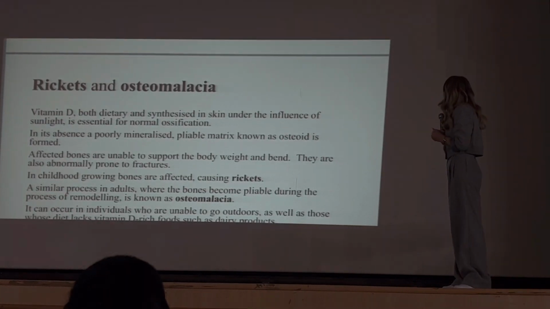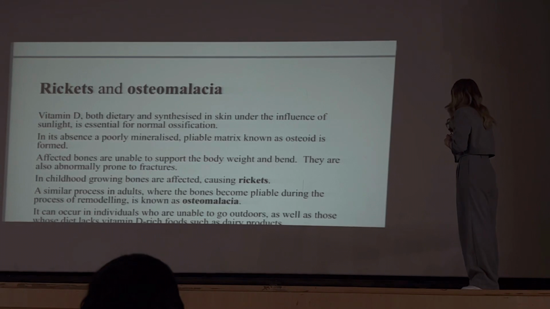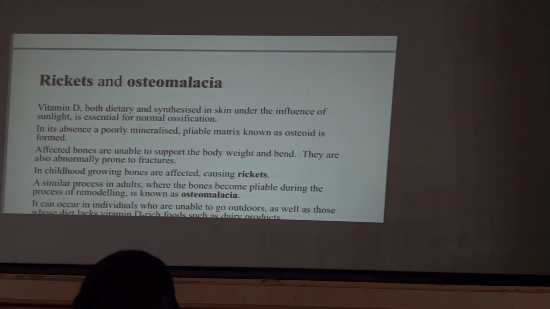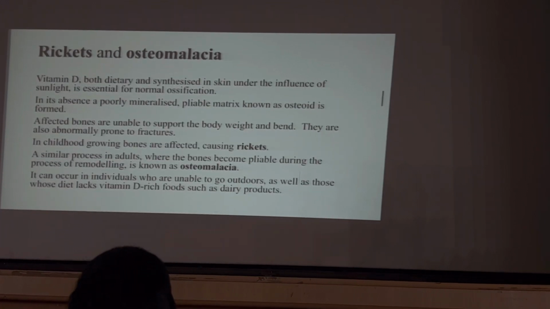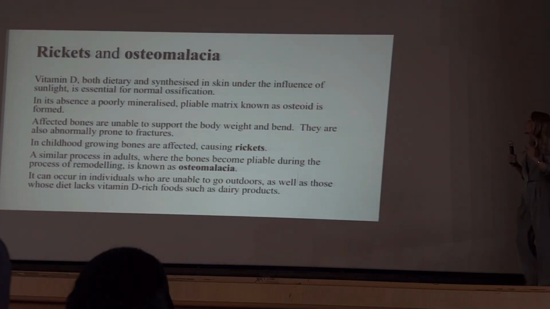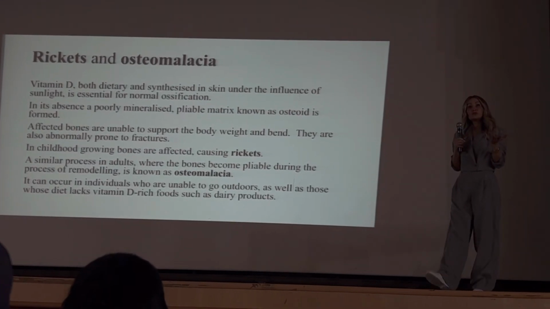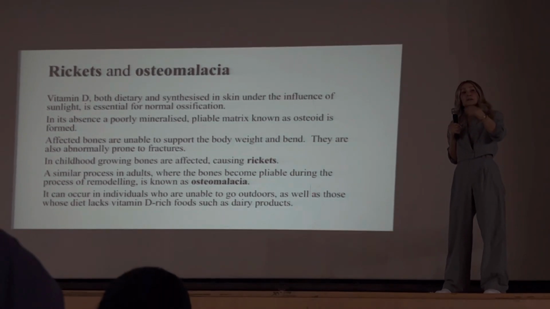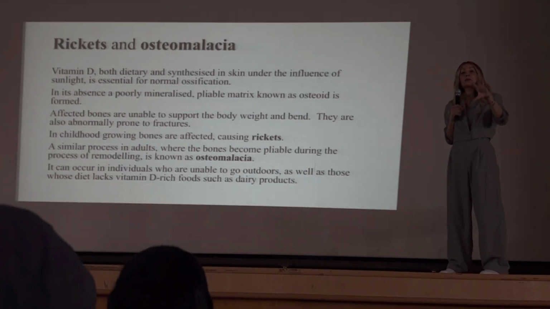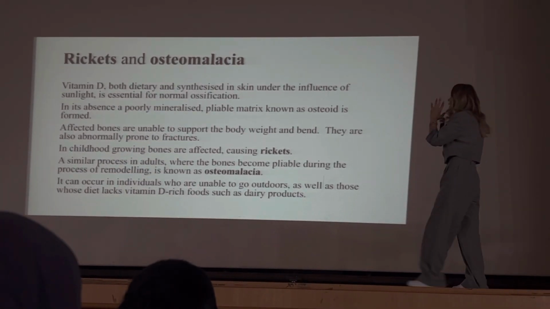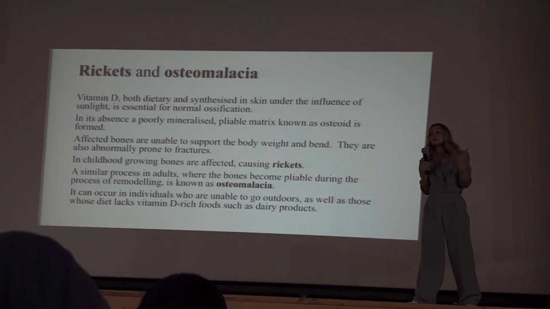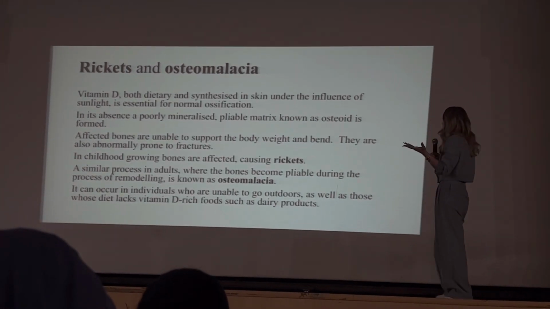Okay. We have rickets and osteomalacia. Rickets and osteomalacia are both due to deficiency of vitamin D, whether from defective synthesis or poor absorption. If it occurs in children, it will lead to rickets. If it occurs in adults, it will lead to osteomalacia. This is the only difference.